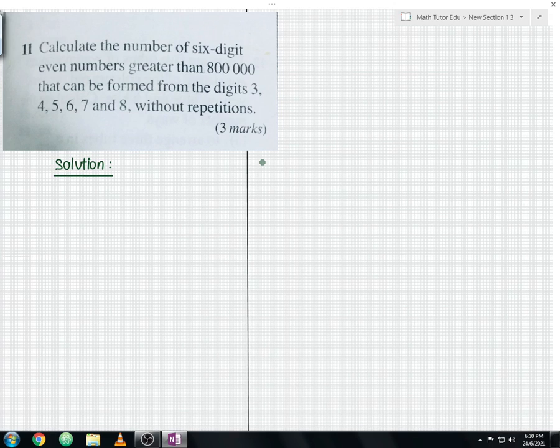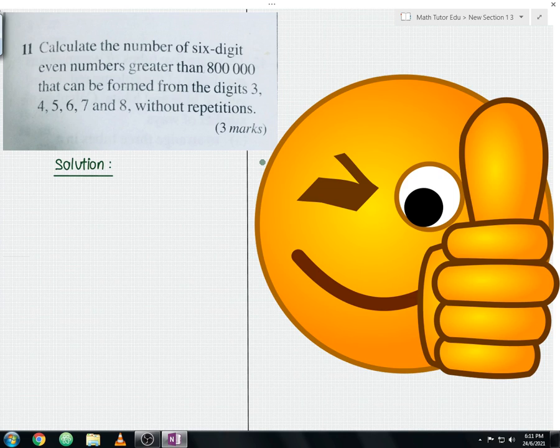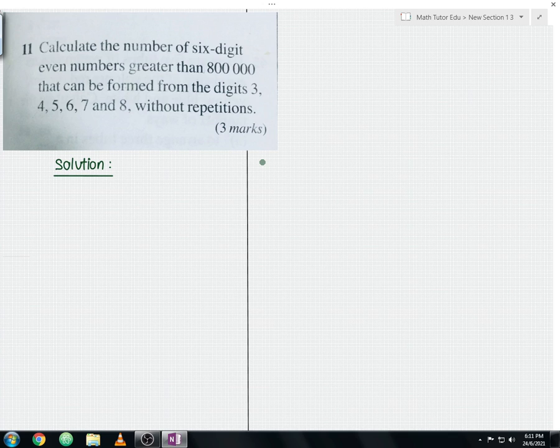Calculate the number of 6-digit even numbers greater than 800,000 that can be formed from the digits 3, 4, 5, 6, 7 and 8 without repetitions. Okay, so this is question 1. I hope that you will attempt this question in the future. If you could manage to solve this question, a big thumbs up to you guys. But if you can't solve this question, no worries. I'm going to show you the step-by-step working and the solutions. So without further delay, let us start to solve question 1.